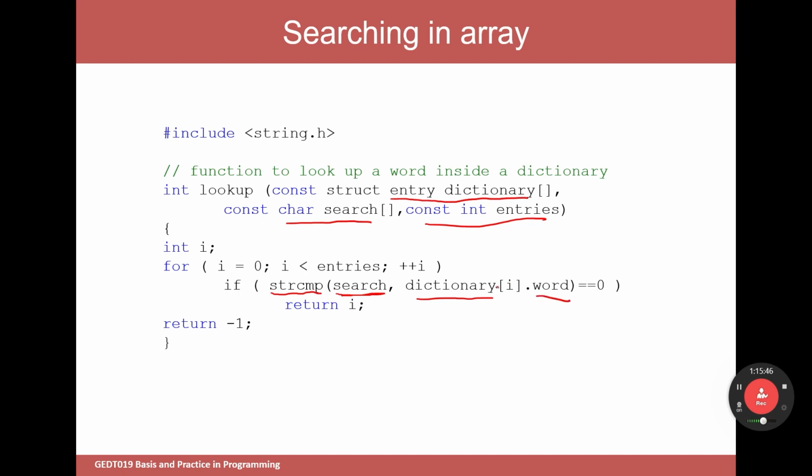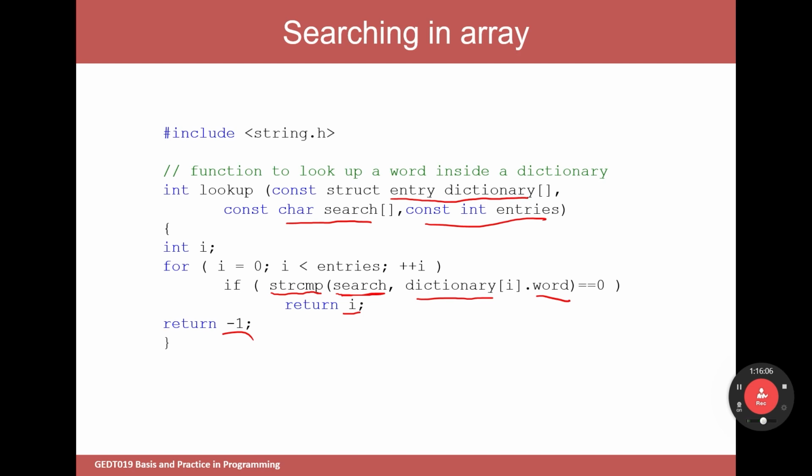So it will go element by element in the array, and check the word. If the word is equal to this word, it will return the index of that element in the array. Else it will return -1.